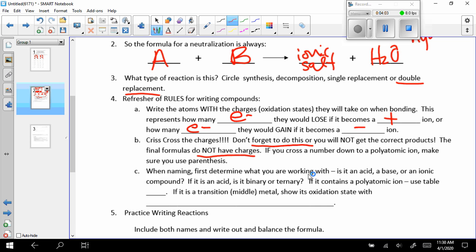When naming, first determine what you're working with. Is it an acid, a base, or an ionic compound? If it's an acid, is it binary or ternary? If it contains a polyatomic ion, you've got to use table E. If it's a transition metal, show the oxidation state with Roman numerals.